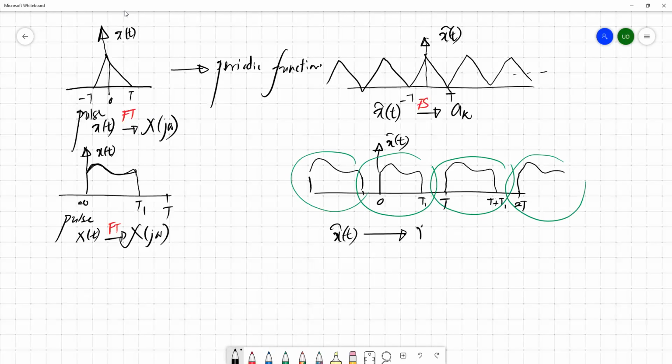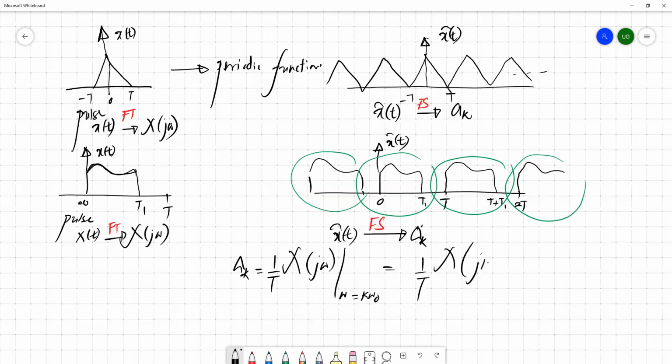And you can take a_k by applying Fourier series. If you want to evaluate this a_k, you can take the period of the signal T, so it means 1 over T times X(j k omega). So how do you get it? We know that this is a continuous function.